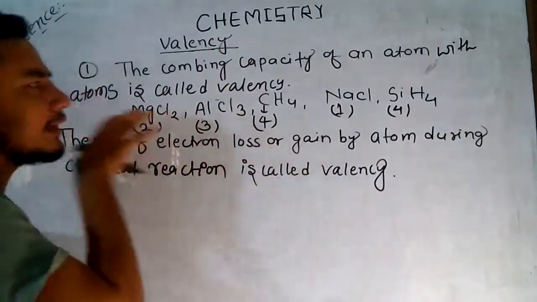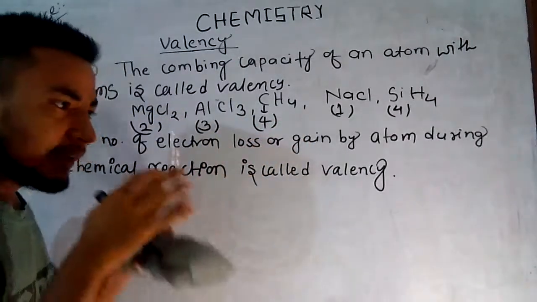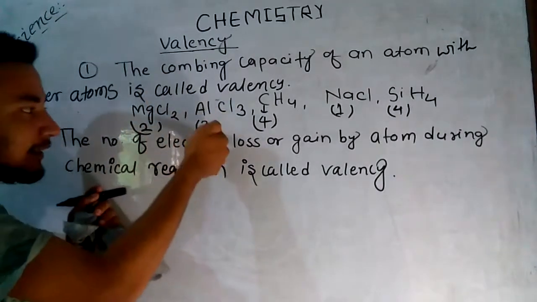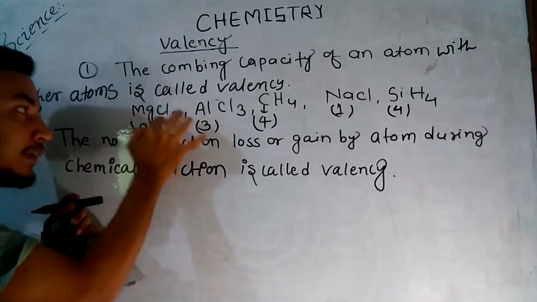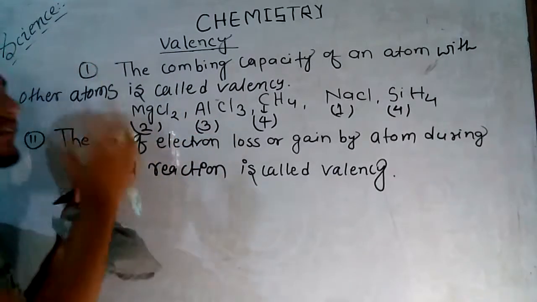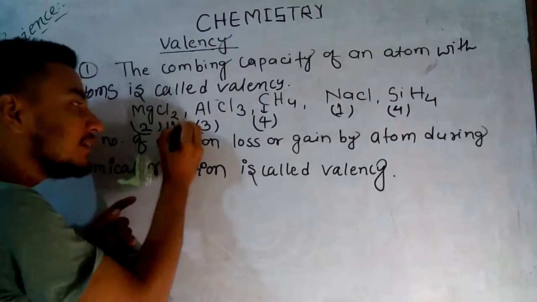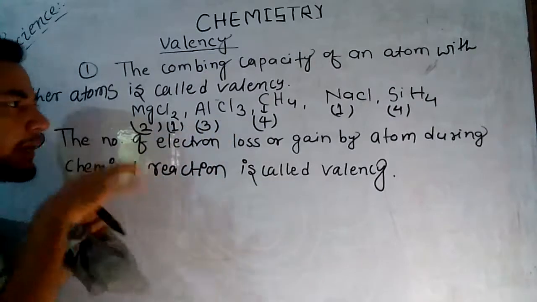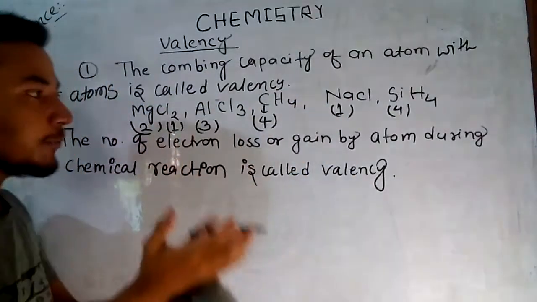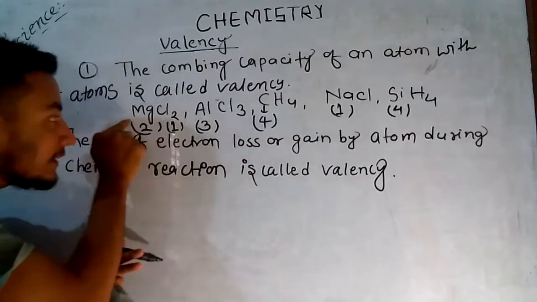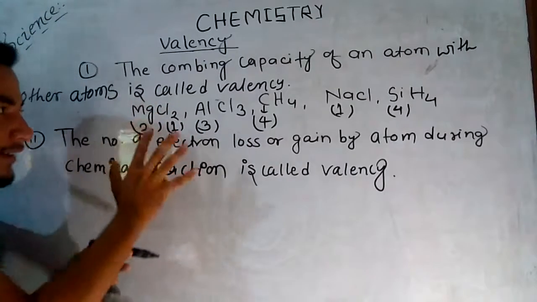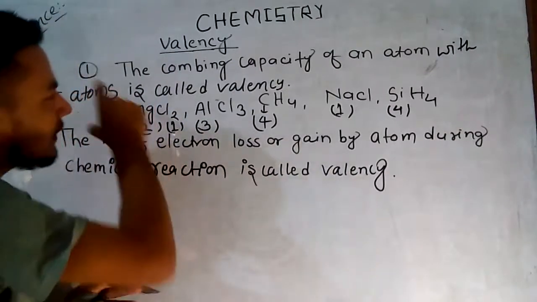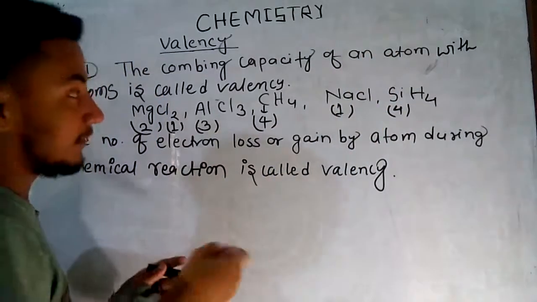So in this way you can calculate the valency of an atom from a given compound. For example, MgCl2 gives 2, AlCl3 gives 3. And here you can see 2 chlorine combined with 1 magnesium, so the valency of chlorine is 1, because the valency of magnesium is 2. So in this way you can easily tell the valency of an atom in a compound just by seeing the structure. When valency comes in your exam, you can write this definition and you will get full marks.